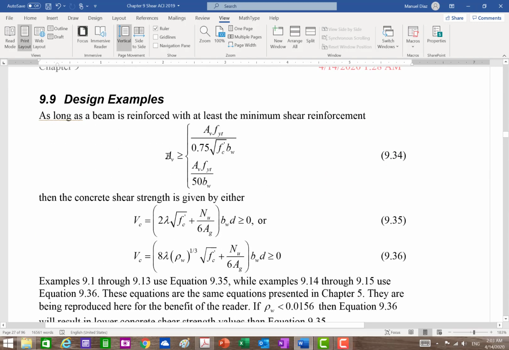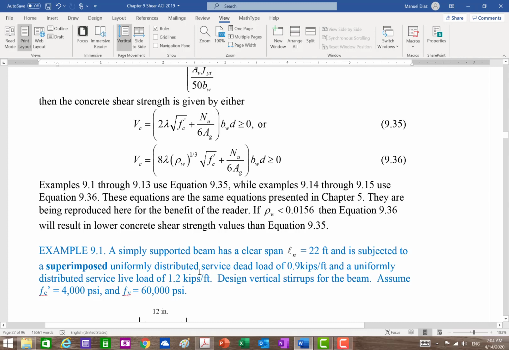Okay, so now we get into design. We need to satisfy minimum in order to use these equations. Otherwise, we cannot use this equation. We have to use the third equation, right? And these two equations will be equal, as I said, when the percentage here for the rho W is 1.56%. Okay? At that moment, both are equal. You put less, this one gives you less. You put more, this one gives you more. Now, the examples that we're going to do are going to be based on this equation.